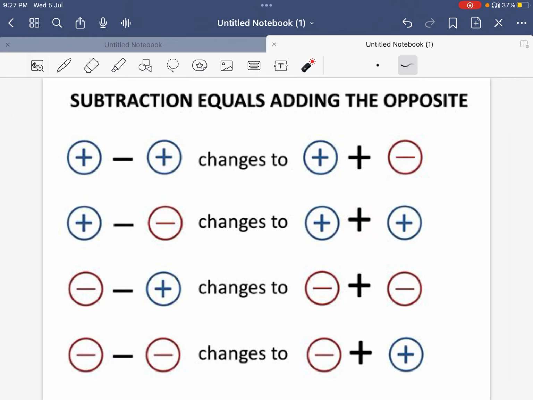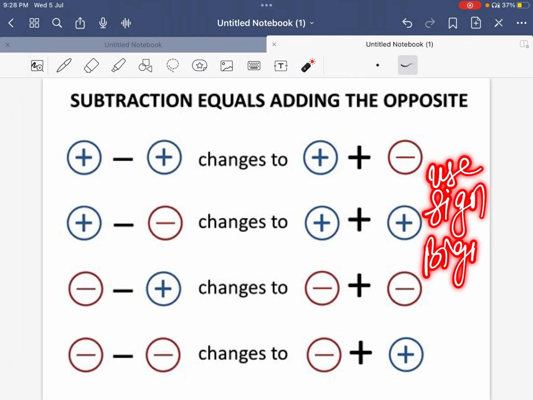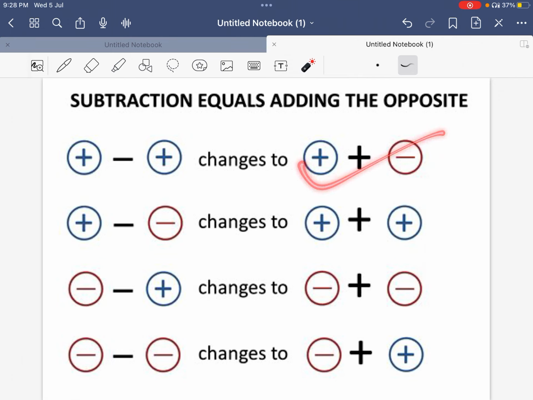Clear? So sign inversion takes place: where there is a minus there will be a plus, and here also where there is a minus there will be a plus, and simply we have to add this plus and plus. So the first number is positive, the second number is also positive, so we have to add, and your answer is also positive in this case. If one is a positive number and another one is a negative number, apply the same logic, subtract the terms and use the sign of the bigger number. Clear? So likewise we have to solve this.